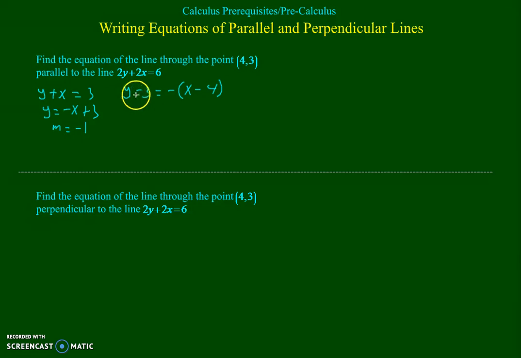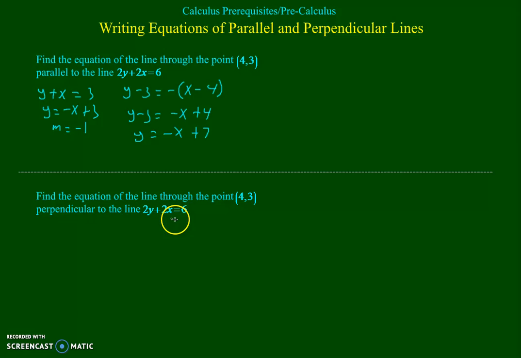Now this is an equation of a line through that point parallel to this line. But I want to put it in slope-intercept form just to make it look more convenient. So y minus 3 equals -x, we're distributing the -1, plus 4, so y equals -x plus 7. So this is the equation of the line through this point parallel to that line.